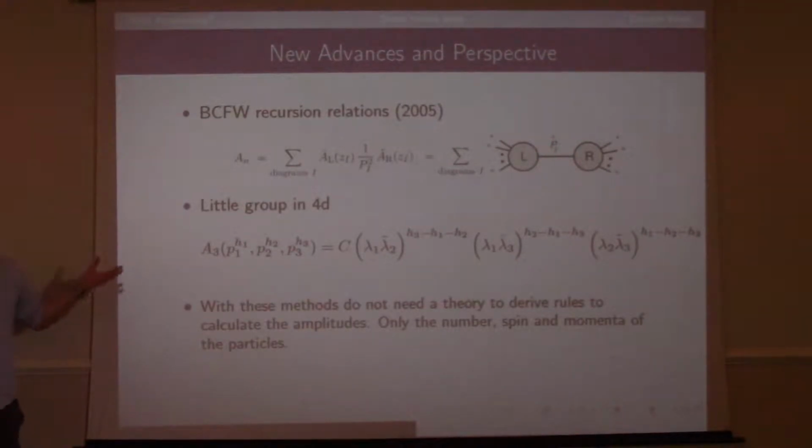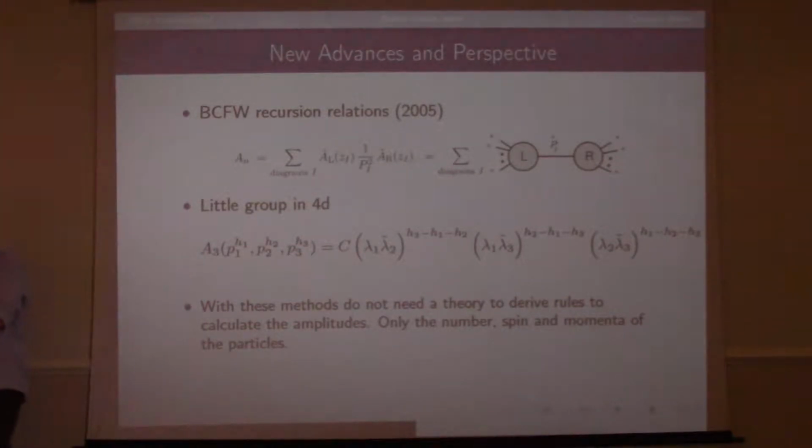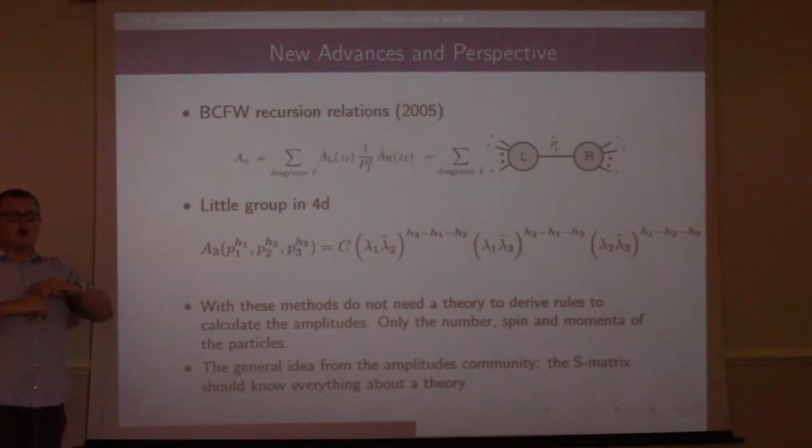So this leads us to the point that we don't need a specific theory, derive Feynman rules, and then calculate the amplitude. We just need to know the particle content of our scattering process. So this really simplifies these types of calculations. This also leads many in the amplitude community to say that to know everything about a theory, all you need to know is the amplitude. You should be able to see all phenomenological effects from only this.